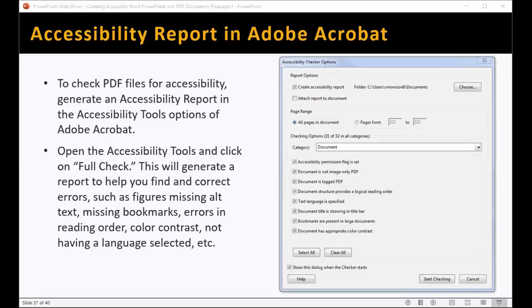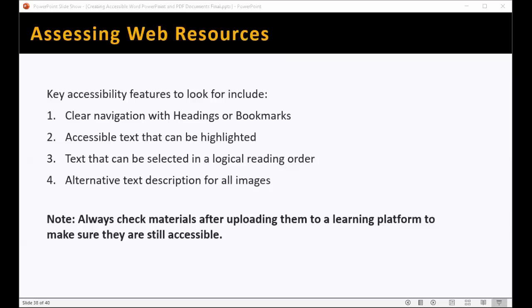And then once it runs the report, it will generate a list, just like we saw on the previous slide, where it shows you all of the images missing alt text, if you have color contrast that needs to be addressed, if you're missing bookmarks, if you haven't specified a language, it'll show you how to do that so that you can optimize your accessibility of your PDF.